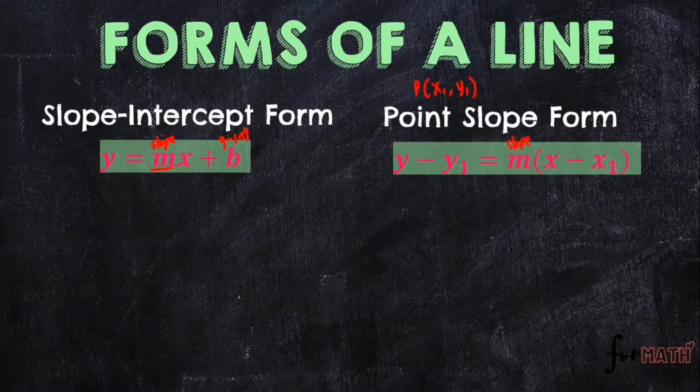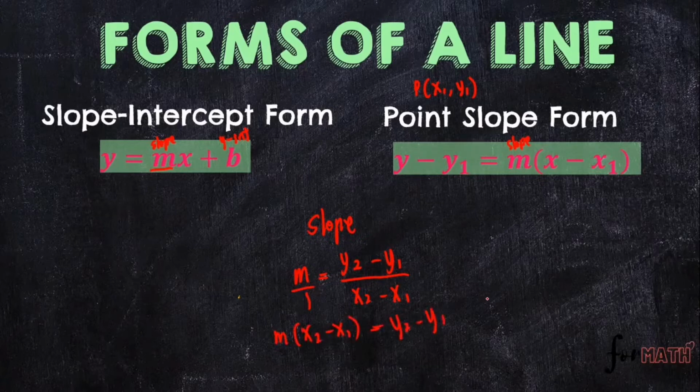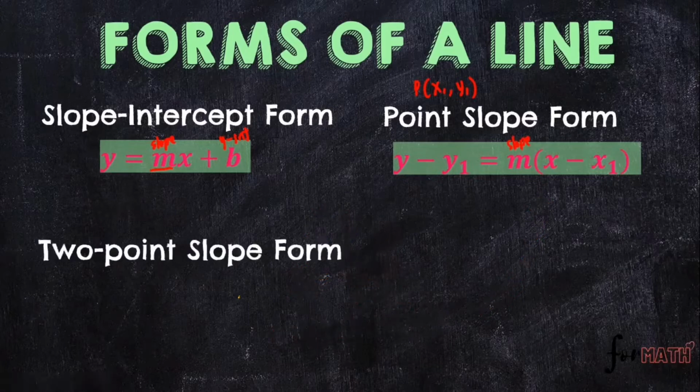Okay, next naman, kung mapapansin nyo rin po sa point slope form, galing din naman po to sa formula ng ating slope. Kasi di ba kunwari, ito yung formula ng slope. We have m equals to y sub 2 minus y sub 1 all over x sub 2 minus x sub 1. So, as you can see, okay, cross multiply. So, magkakaroon ka ng m times x sub 2 minus x sub 1 equals to y sub 2 minus y sub 1. Okay? Ayan.